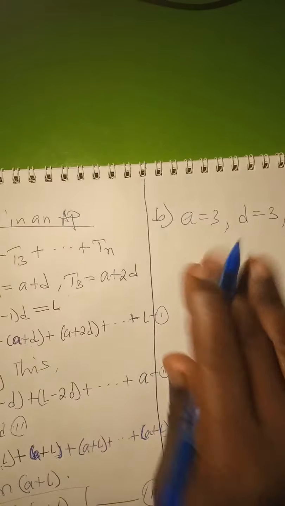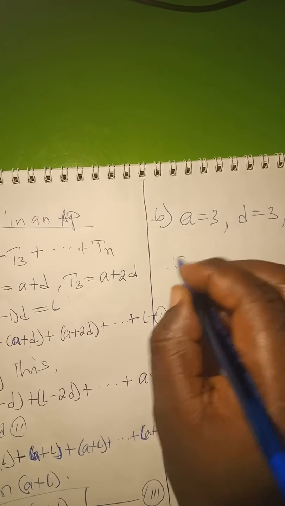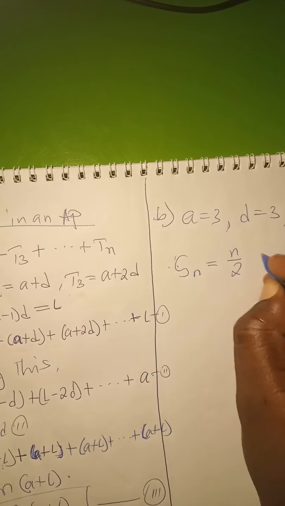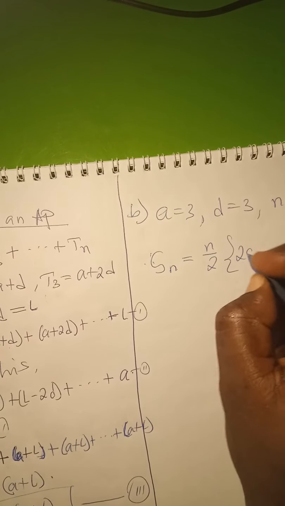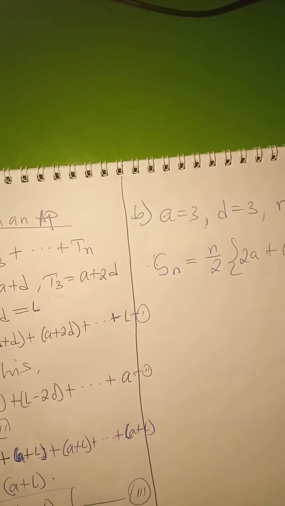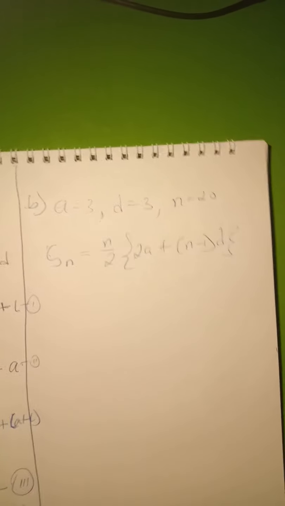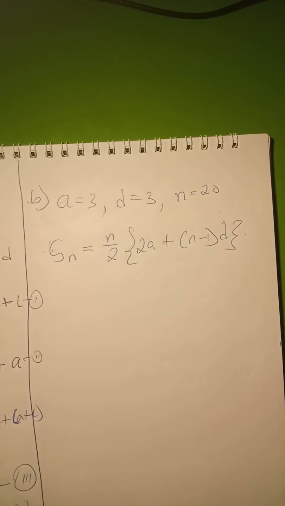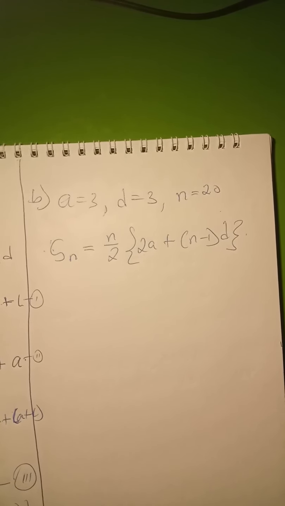So that means we're going to have, therefore, Sn is equal to, quote the formula, n over 2 times 2a plus n minus 1 d, common difference. Okay, I have quoted the formula. Now I can substitute this. I have everything I need. I have the number of terms, which is 20. I have the common difference, which is 3.